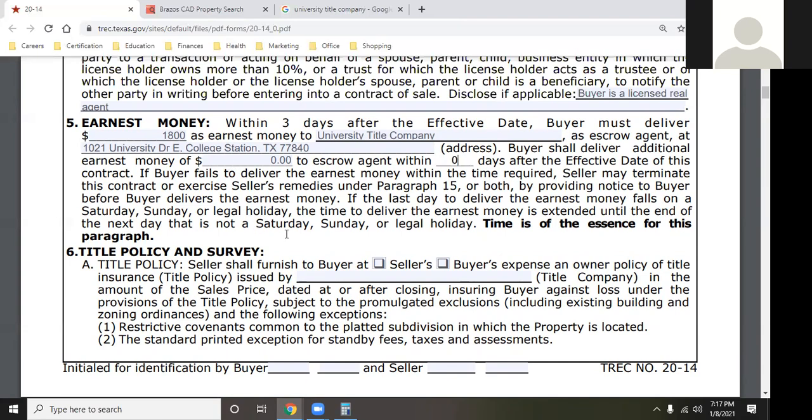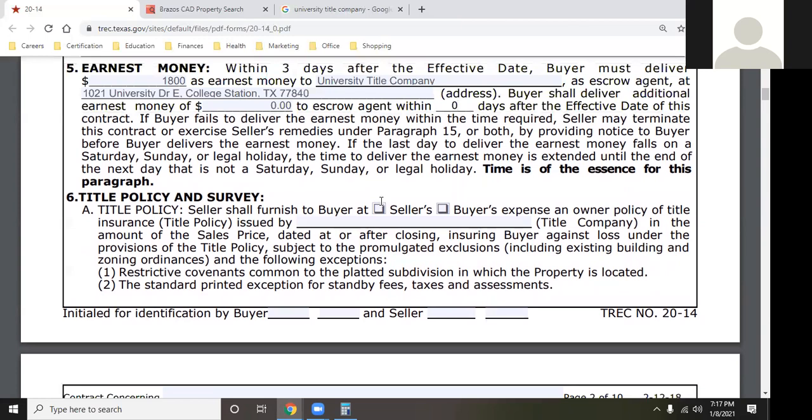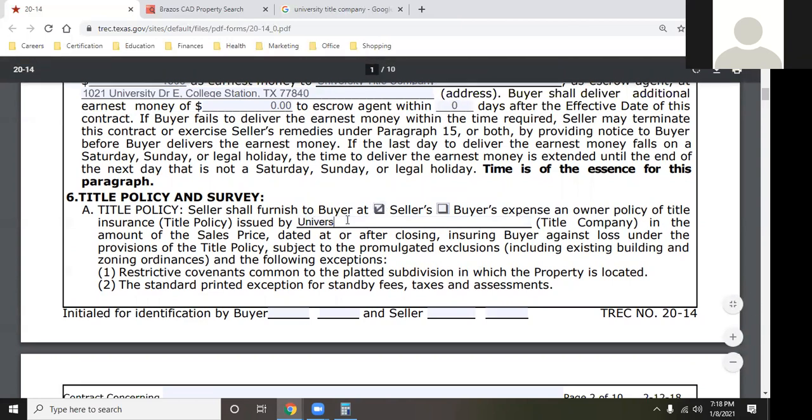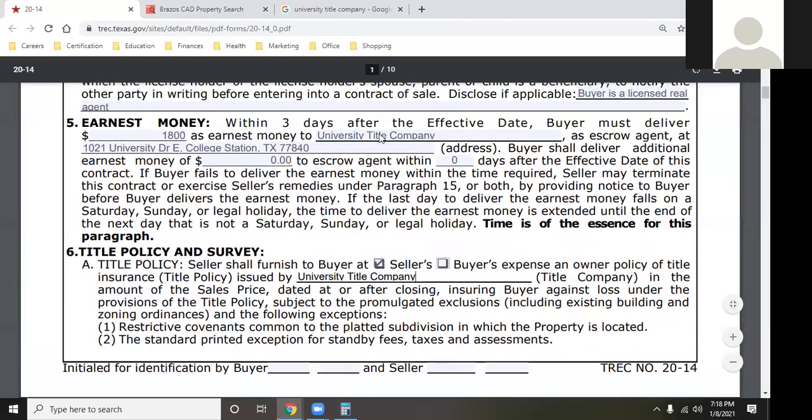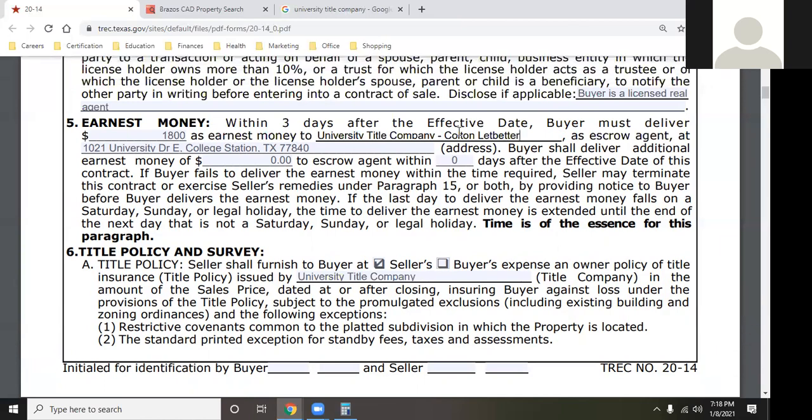Okay. Now in title policy, the standard is the seller pays for it because the seller's the one that's basically benefiting in this situation. And it's going to be, again, university title company. It's normally the same people here. Now, you could say for example that I wanted Colton Ledbetter to be the escrow agent. So I'm going to say university title, but I only want to deal with Colton. I can dictate who I want to deal with at the title company.